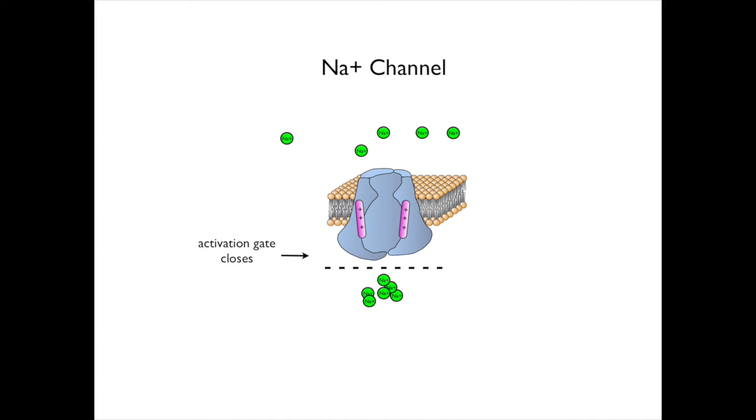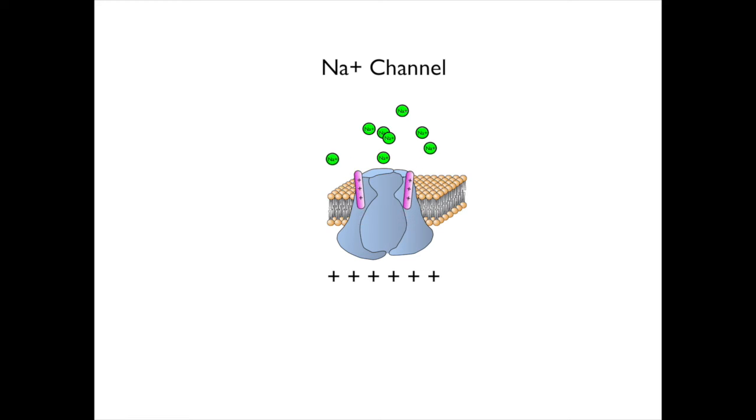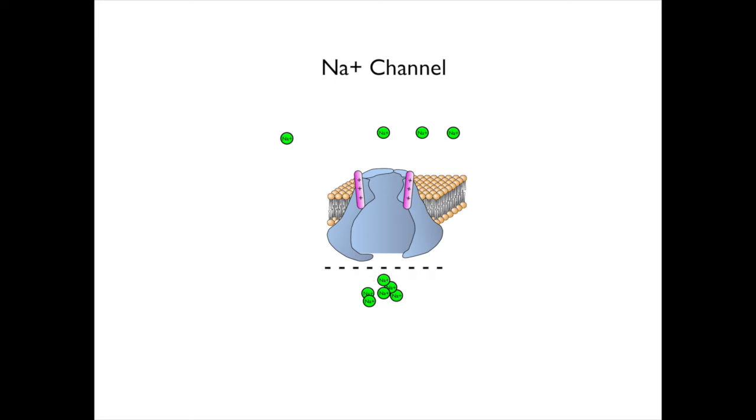When the cell repolarizes, the negative charges on the inside of the cell then attract the positively charged S4 helix in each of the 4 domains, moving the segments downward, which in turn closes the activation gate. Hence, the activation gate is opened by depolarization and closed by repolarization. Open. Close.